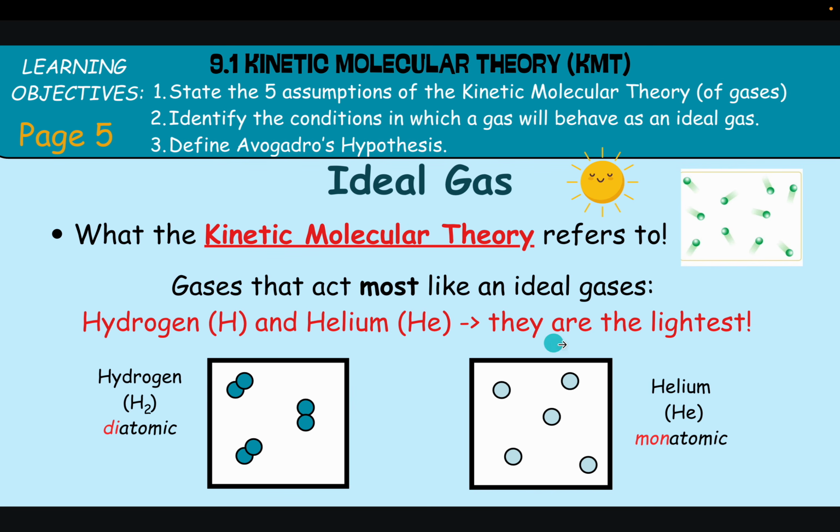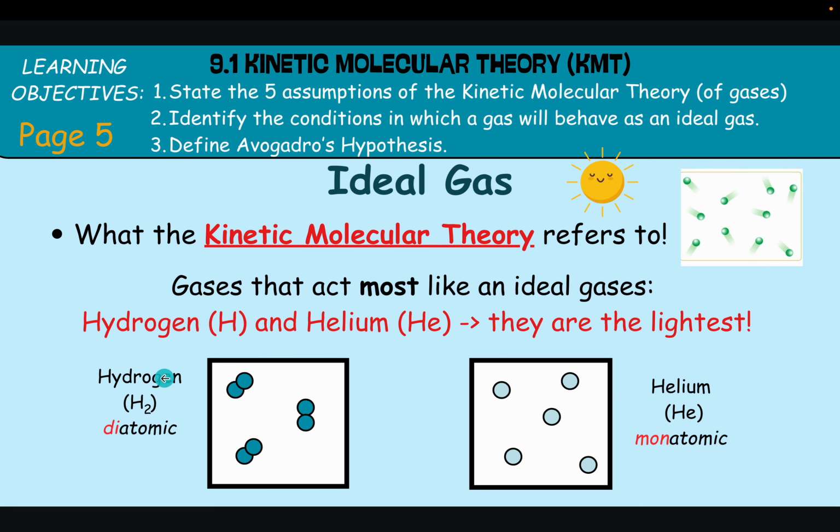Okay, they act most like ideal gases because they are very light. Okay, hydrogen is atomic number 1 and helium is atomic number 2. So they're the smallest, they are the lightest. Okay, so they're going to take up the least amount of space and have very low intermolecular forces. Therefore, it allows them to behave most like ideal gases in nature.